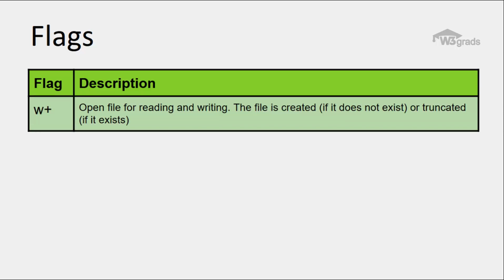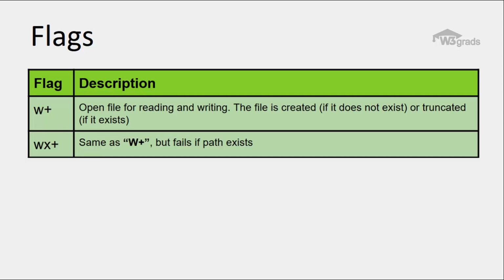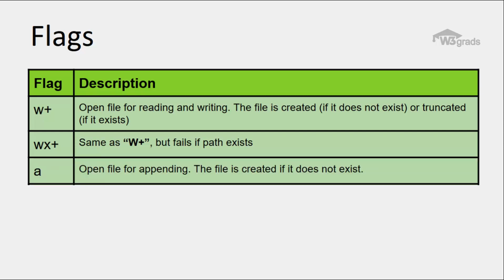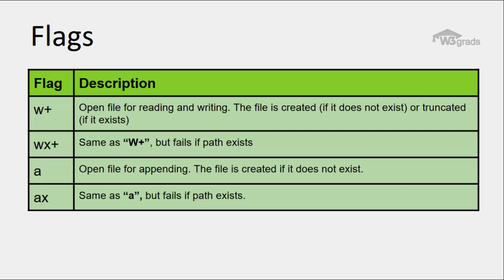The w+ flag is for opening a file for reading and writing. The file is created if it does not exist, otherwise truncated if it exists. The wx+ flag is also same as w+ flag, except that it fails if the path exists. The a flag is for opening the file for appending. The file is created if it does not exist. The ax flag is same as the a flag. However, it fails if the path exists.